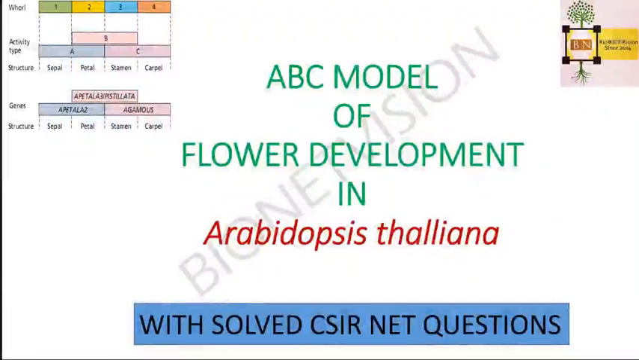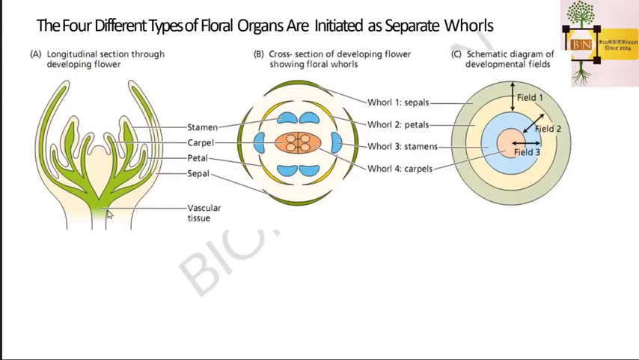Today I will discuss with you a very important topic, the ABC model of flower development in Arabidopsis thaliana, and at last we will solve some CSIR NET questions. So let's begin. The picture here is a longitudinal section through a developing flower of Arabidopsis.